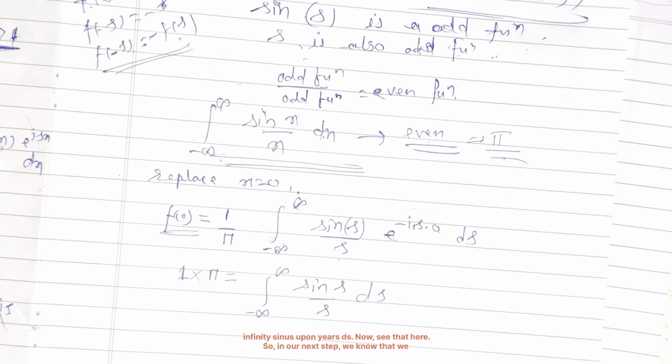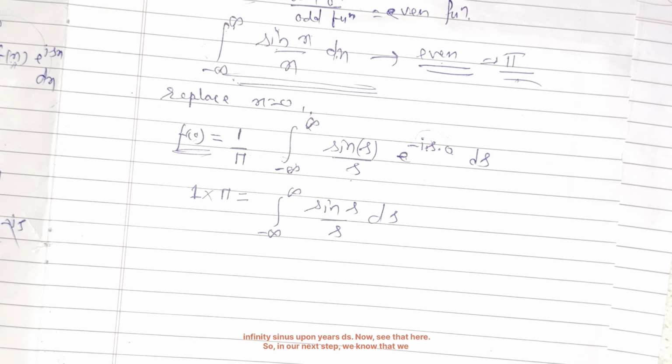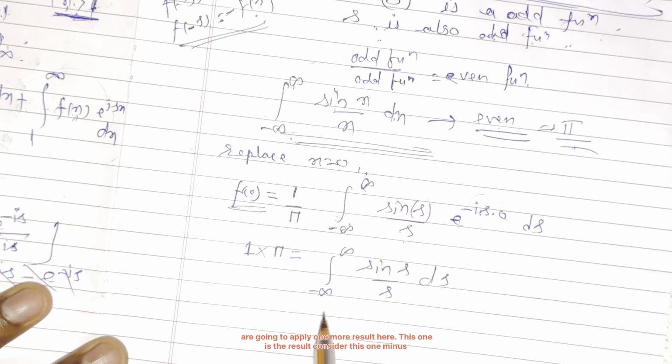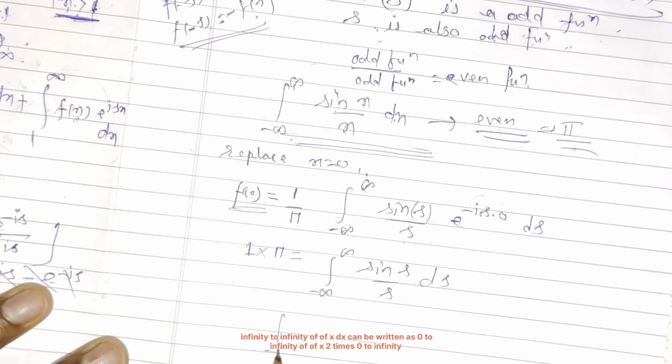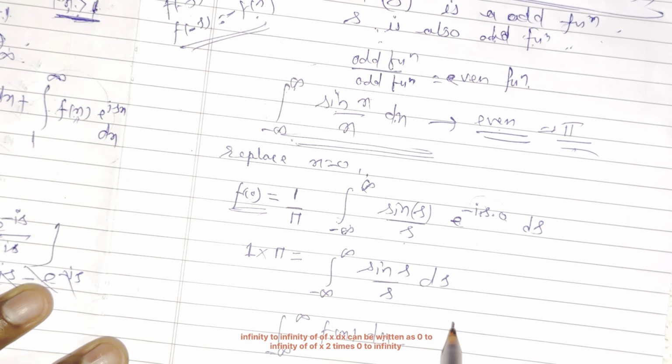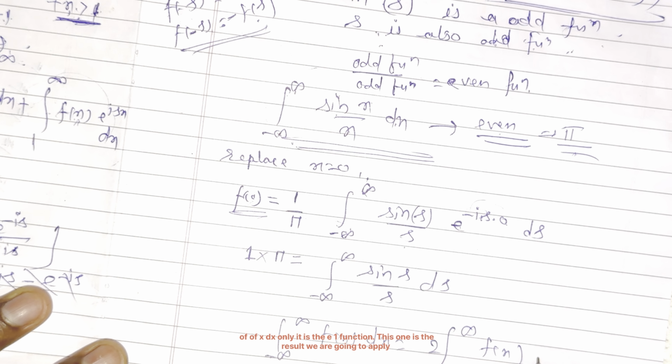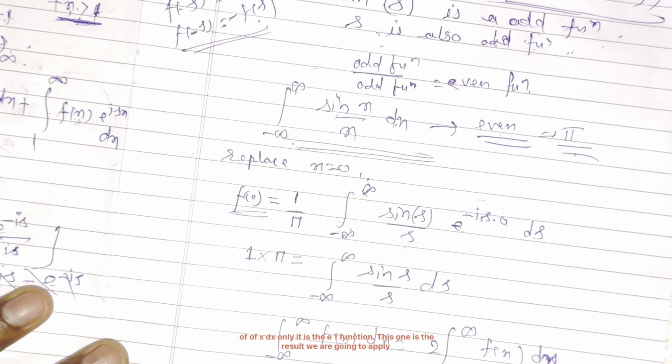Now see here, in our next step we are going to apply one more result. Consider this one: the integral from minus infinity to infinity of f of x dx can be written as 2 times the integral from 0 to infinity of f of x dx, only if it is an even function. This one is the result. I am going to apply it here.